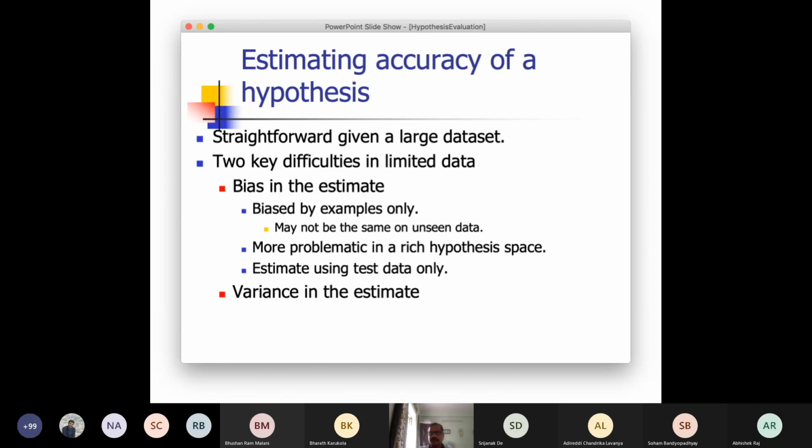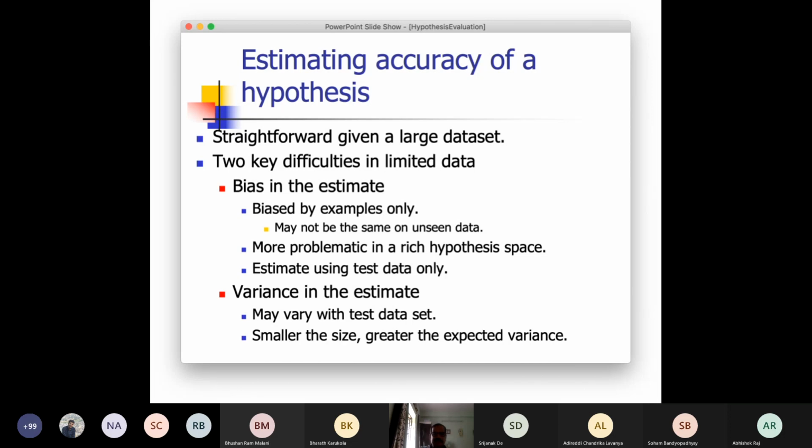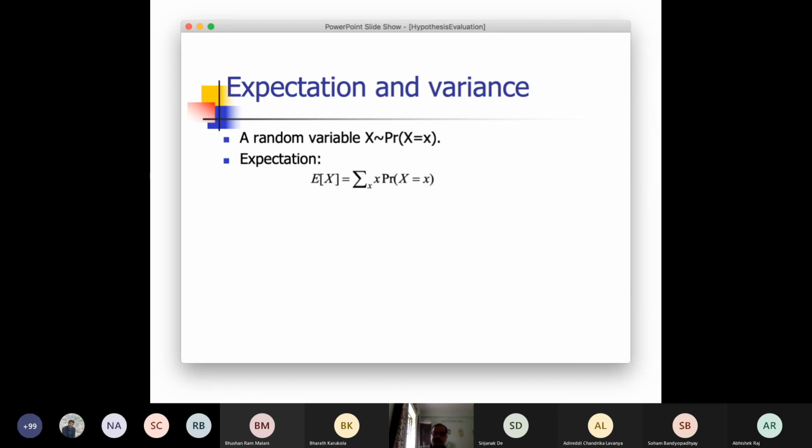Any kind of performance you are measuring, finally it is not the performance on training data that you would be reporting. You would be reporting performance on the test data in this regard. And variance, as I mentioned, may vary with the test data set. So if the size is smaller, then the expected variance is greater. So that is what is considered. Now, let me give you a very brief overview of expectation and variance.